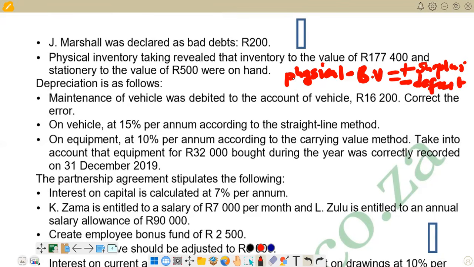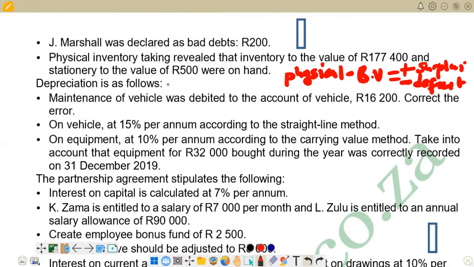So what does it mean? It means that when the physical is greater than book value, what we counted on the ground, which is practically on the ground, is more than what is on the book value. So it's a surplus. But if we count a figure that is less than what is on the book value, it becomes a deficit. So this is the hint that I can give that can make it easier for you to determine whether it's surplus or deficit.